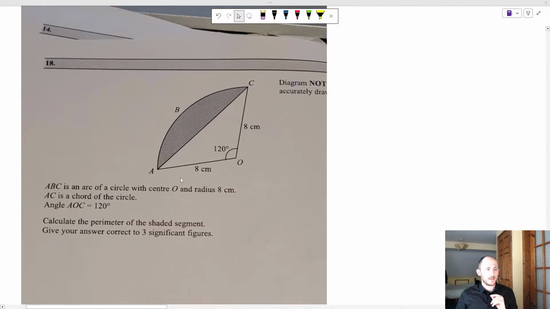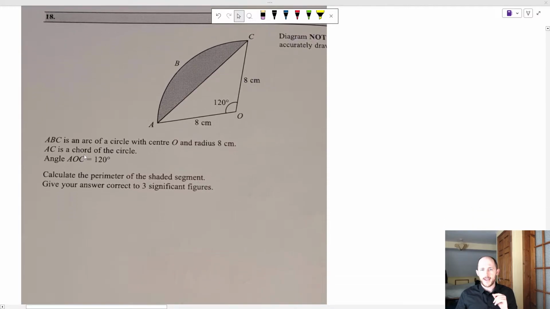So we have ABC is an arc of a circle with center O and radius 8. AC is a chord, angle AOC is 120. Calculate the perimeter of the shaded segment. So if we want to work out the perimeter, what two lengths do we need? We need this length here, ABC, and we need AC.